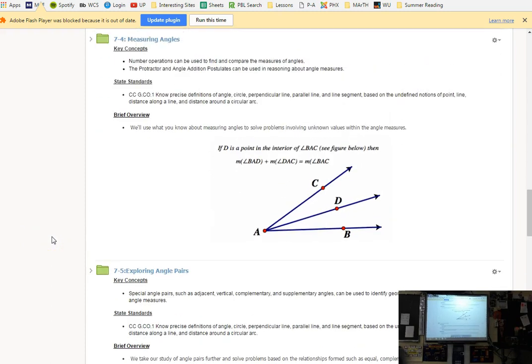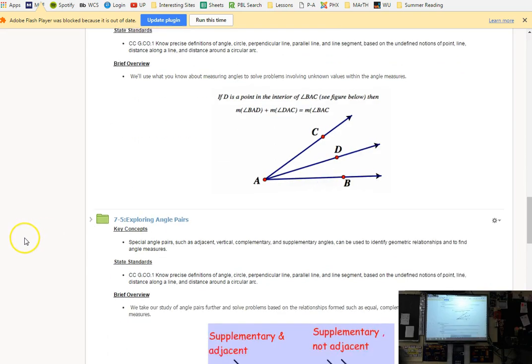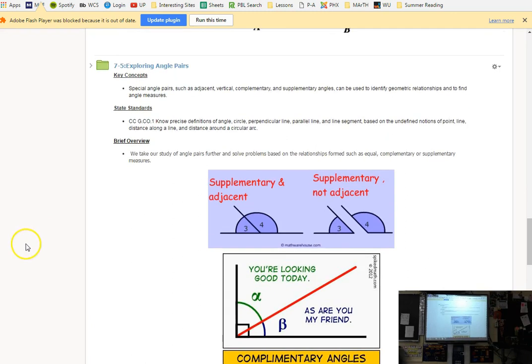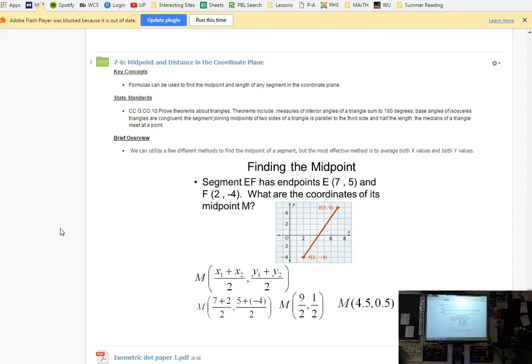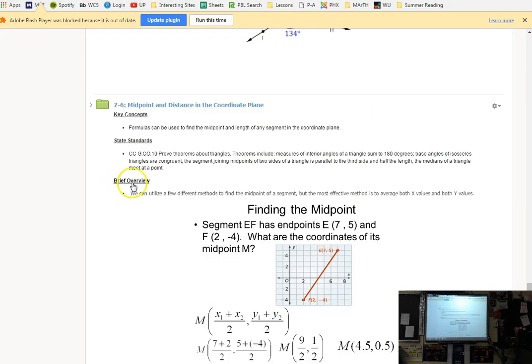7-4, about angles, getting angle pairs. This is where it gets a little tricky, so please don't be afraid to ask questions with the angles or angle pairs work. 7-5, specifically angle pairs. 7-6. This is where people normally have questions. Distance formula. Everybody's good on distance formula, how we find distance on the coordinate plane?